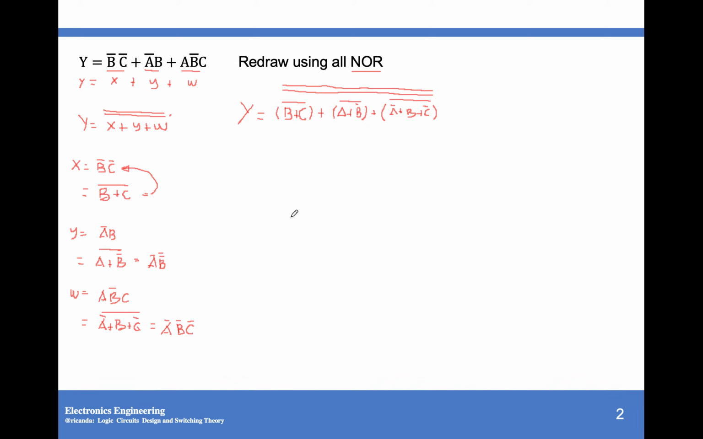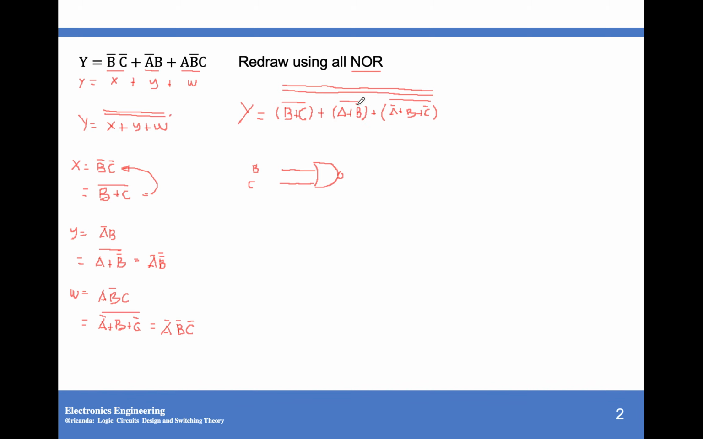So our first input is B NOR C. So we have to draw a NOR gate with inputs B and C. So this is NOR. Remember, in your NOR gate, the input side is a curve, whereas in your AND gate, the input side is a straight line. So we have your B and this is your C.